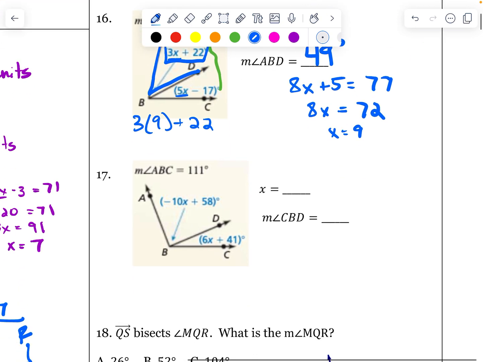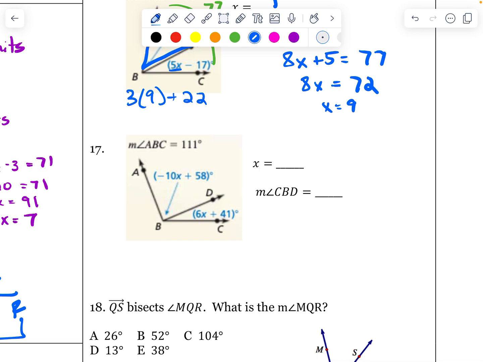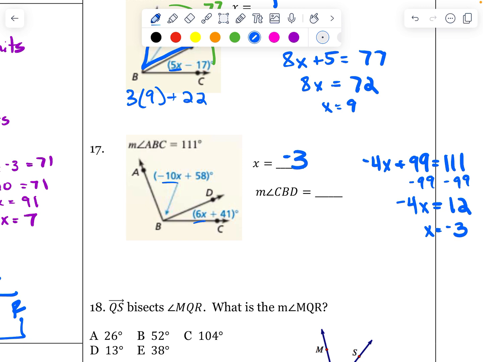So I know the difference here. ABC is 111. Yet again, I'm adding these all up. Okay, so negative 10 and positive 6 is negative 4x. What is 58 plus 41? 99. 111, all right, minus 99. Negative 4x equals 111 minus 99, 12. So x is negative 3. You can have an x as a negative. You just can't have an angle as a negative.